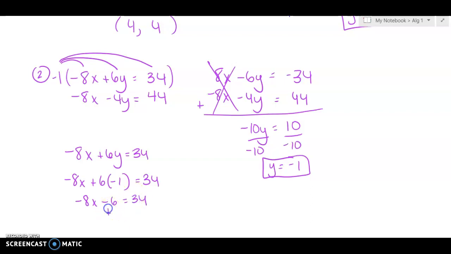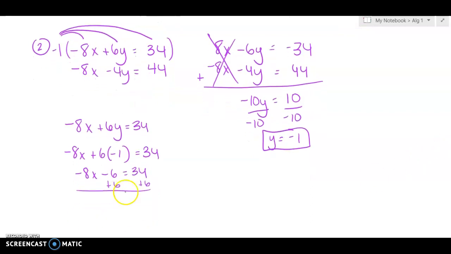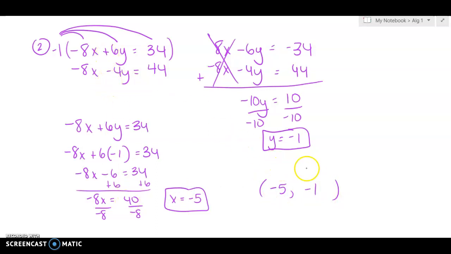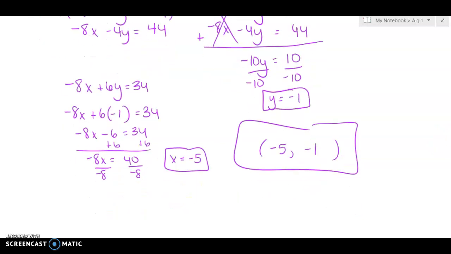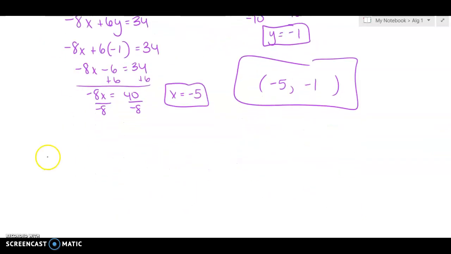We're going to add 6. You want to do any addition or subtraction first. So you get negative 8x equals 40. And then you can divide by negative 8, giving you x equals negative 5. As a point, this would be negative 5 comma negative 1. If you were to graph both of these lines, they would intersect at negative 5, negative 1. So hopefully this is kind of coming back a little bit. We'll do a couple others that are maybe a little bit trickier.